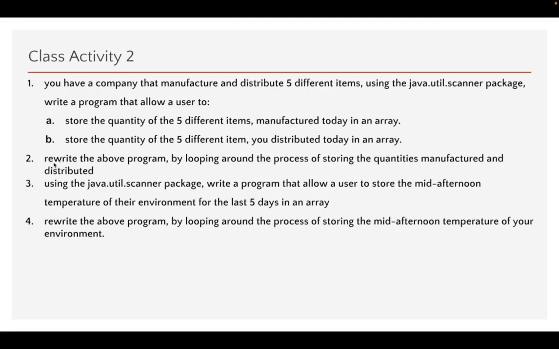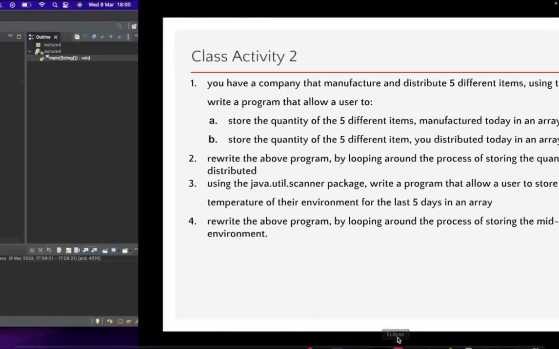And then the second activity is we are asked to rewrite the above program by looping around the process of storing the quantities manufactured and distributed. So rather than having an instruction for each of the items manufactured and distributed to be entered by a user, we can simply loop around that instruction. Rather than writing it 5 times, we can just have one instruction that is looped. So to do that, we'll go back to our Eclipse.